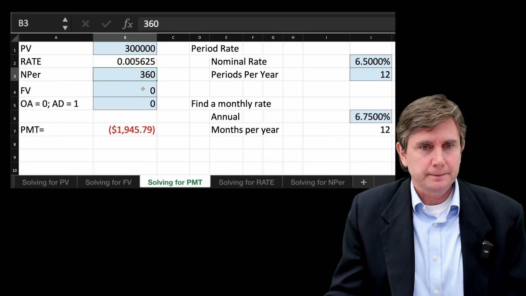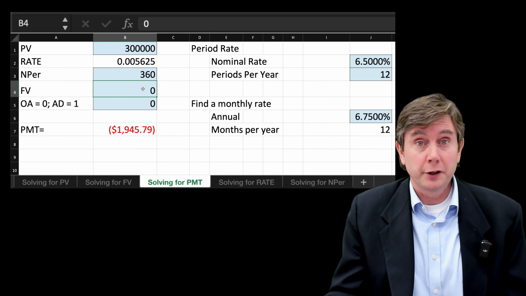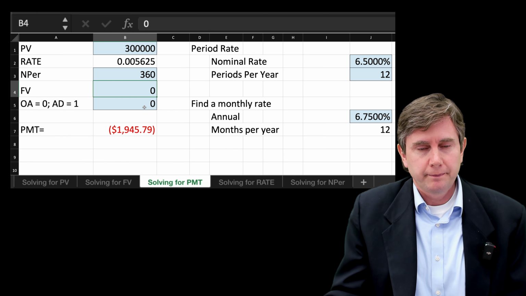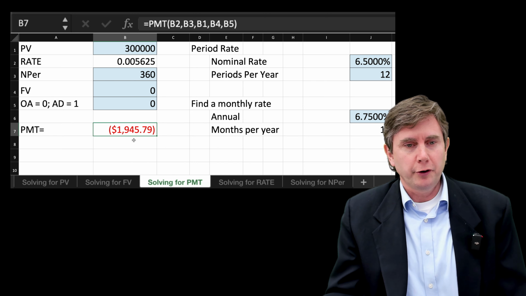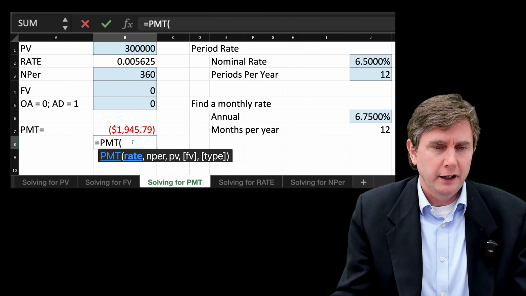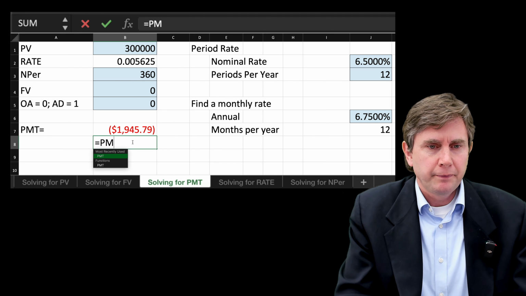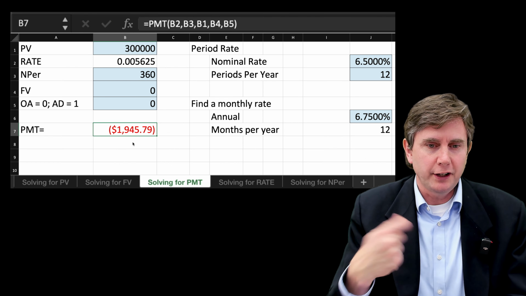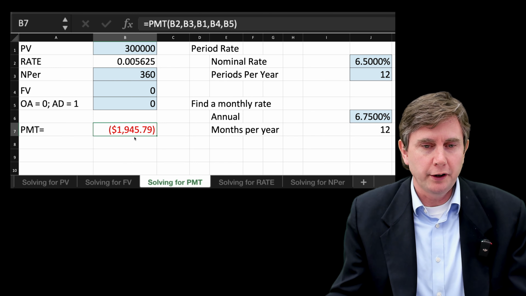360 periods. When the note's paid off, there's 0 future value left. And we pick ordinary annuity. We solve for payment, and that's going to be equal to PMT. You can see all the formulas there. We wind up with negative 1945.79, and that's what's leaving our wallet. That's part one of the problem.